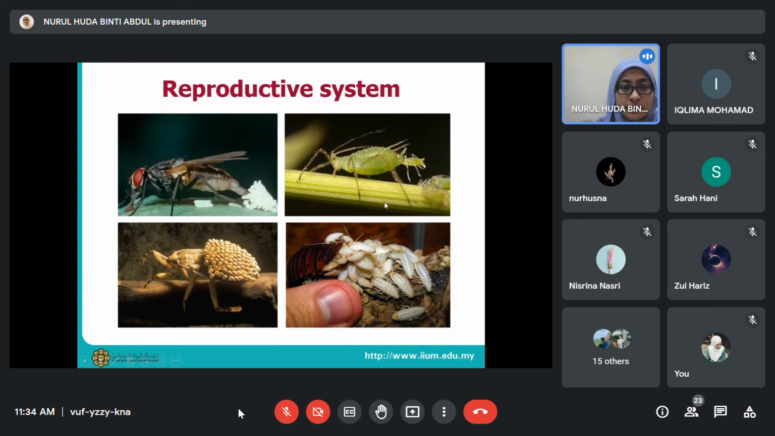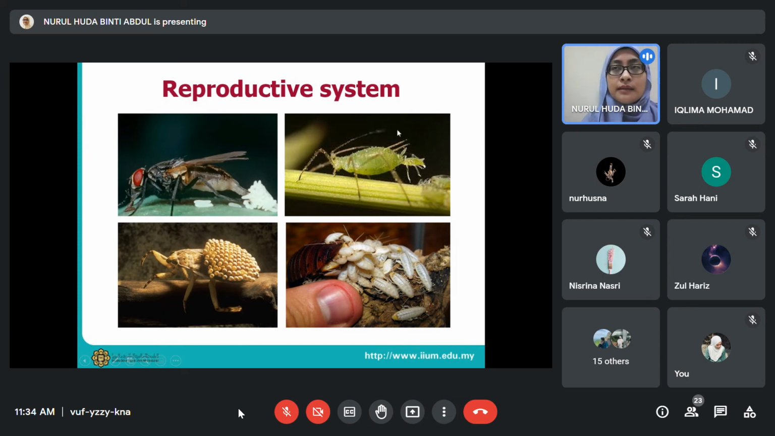Okay, this is the picture. Okay, the first one, you can see the fly lay eggs. This is what we call eggs, fertilized eggs. Okay, through to the environment, and then later these eggs will hatch into the larvae. And then here is the picture of aphid, okay, producing the offspring.